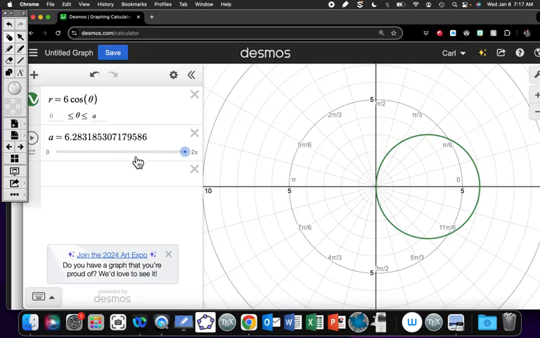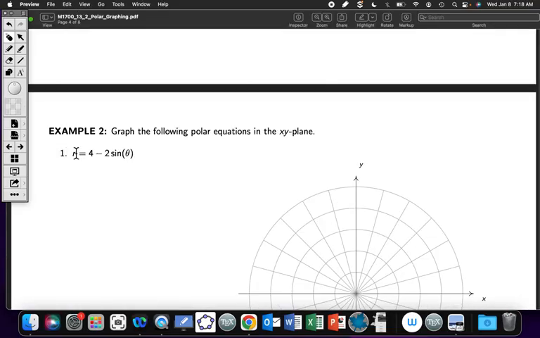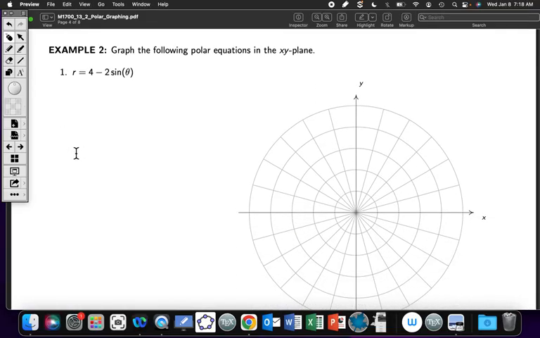Okay, so this is a nice tool in Desmos because it helps you figure out not only if you're getting the right shape, but if you're drawing the right pieces in the right places. All right, so this will be really helpful as you move through here. So let's take a look at example 2.